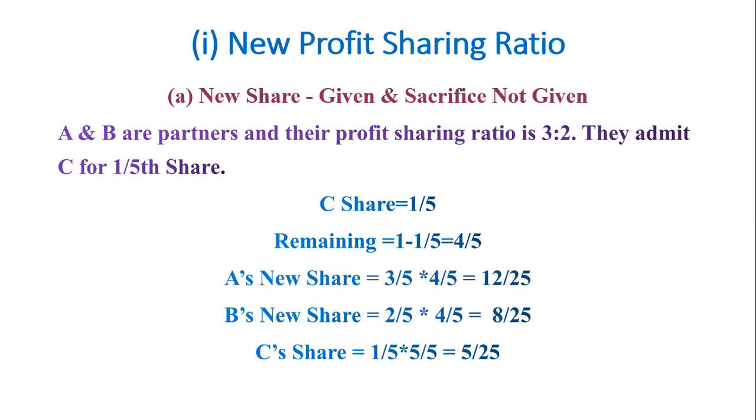So the new ratio here will be 12:8:5. C's share is 1/5. When the denominator is to be made common by converting it into 25, 1/5 multiplied by 5/5 will become 5/25. So the new ratio is 12:8:5.